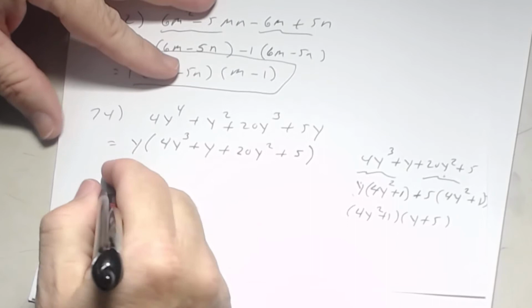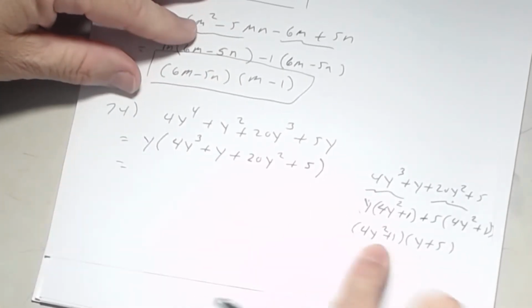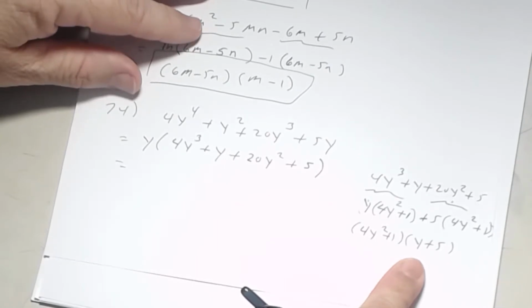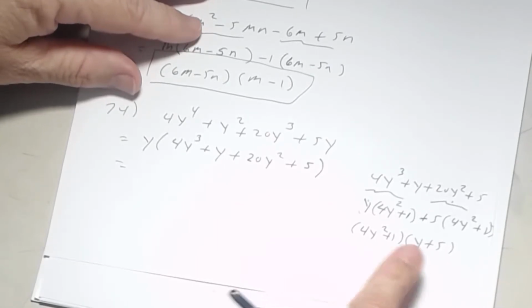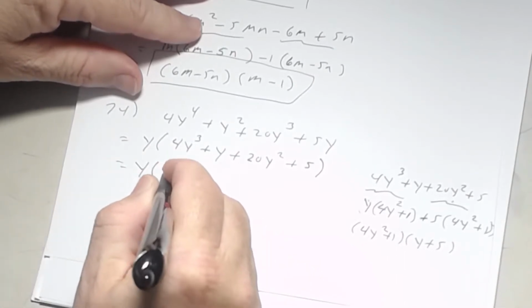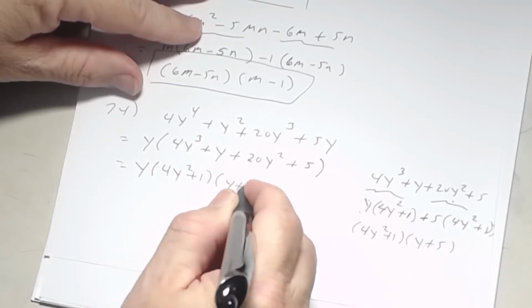So what can be the answer, though? In the blank, what would you put? Don't put this in the blank. You're going to be upset with yourself, because what else needs to be there? You need to have that y. So the answer is y times what? Y times 4y squared plus 1, multiplied by y plus 5. All right. So that's the answer.